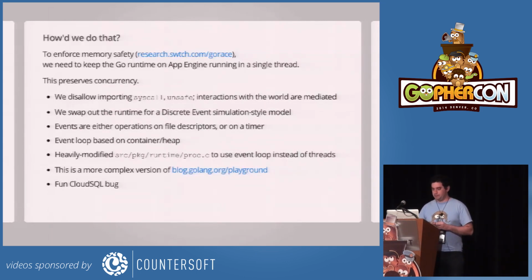The steps that we take here, I'll go over briefly because it does get rather technical, but come and chat to me later if you want more details. We disallow importing a couple of packages that would provide loopholes or escape holes. We want to make sure that interactions with the outside world are mediated, so you can't just make random network connections to random hosts. There's a sockets API that allows you to do that, but that's carefully controlled and filtered and quoted by the app server.